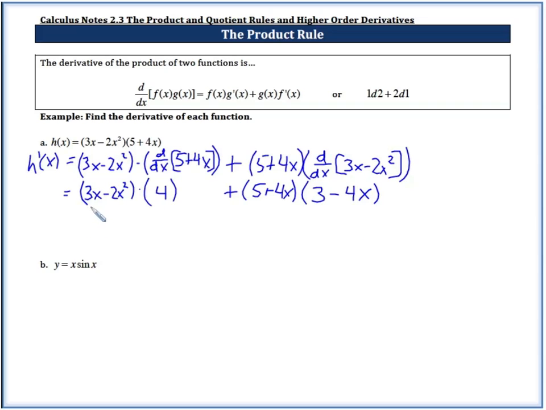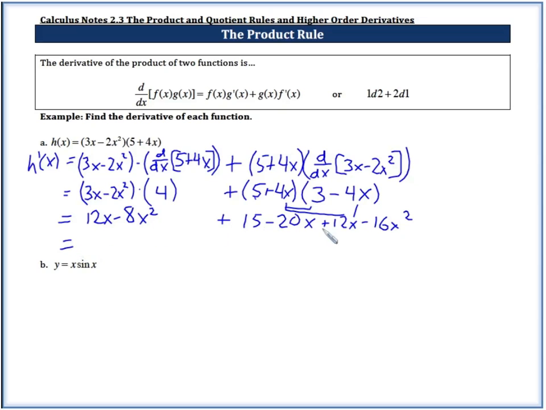From here, all we have to do is distribute and then combine like terms. So this is going to give me 12x minus 8x squared, and then plus, we might use the FOIL method here, so 5 times 3 is 15. 5 times negative 4x is negative 20x, and then 4x times 3 is 12x, and then 4x times negative 4x is negative 16x squared.